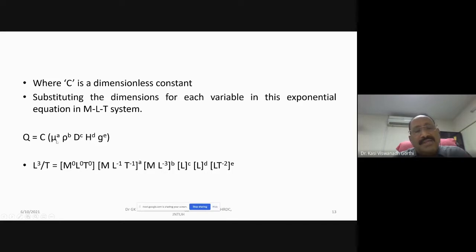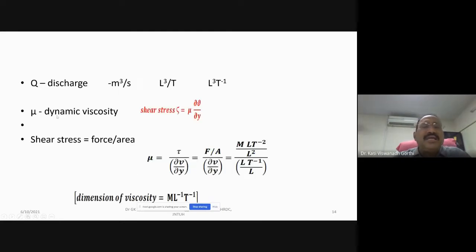Then mu, the dynamic viscosity. How do you get the dynamic viscosity? You can make use of Newton's law of viscosity. Tau is equal to mu into dv by dy, or mu is equal to tau by dv by dy. dv by dy is the velocity gradient. Tau, the shear stress, is the shear force divided by area. So mu will be equal to shear force per unit area divided by dv by dy.